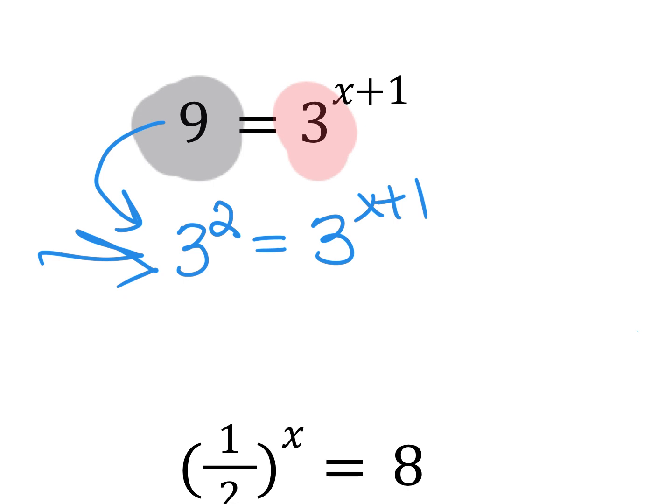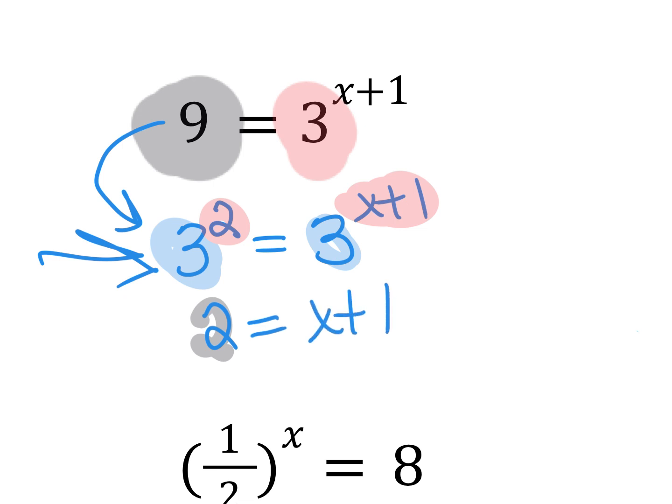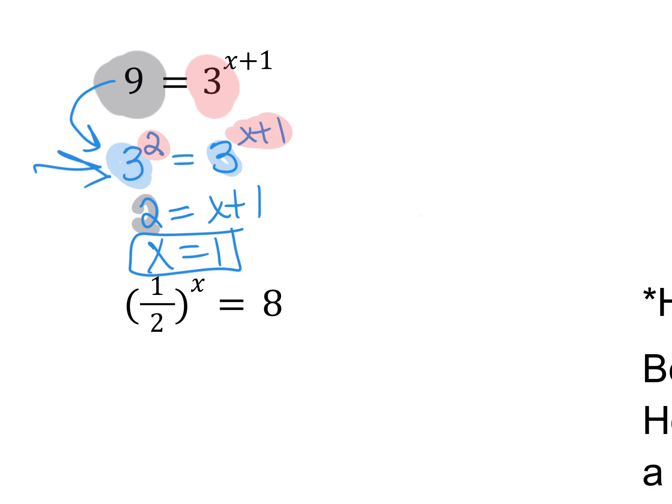And then once we know that our bases are the same, that just means that our exponents are the same also. So that would mean that 2 would equal x plus 1. And if I subtracted 1 from both sides, I would get x equals 1. So the bases are the same, and you can set the exponents equal to each other.